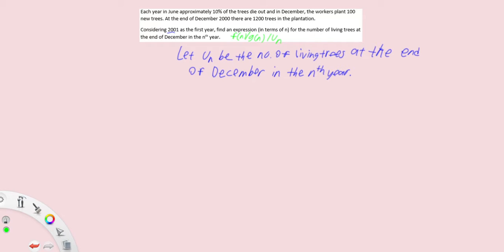So each year in June, approximately 10% of the trees die out. So therefore, how many trees are left alive? It will be 90%. 90% is basically 0.9. So this is a GP. However, in December, the workers plant 100 more trees, plus 100, which is an AP.